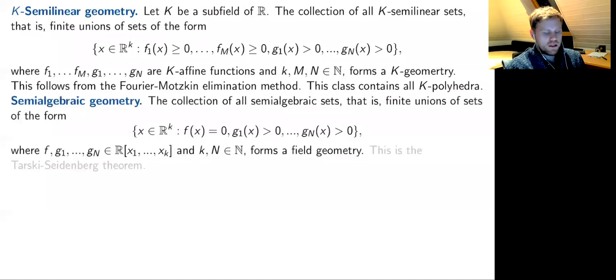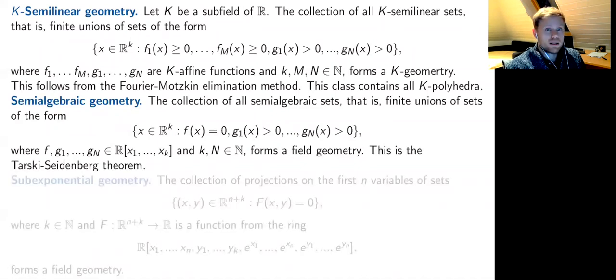And so this is the baby example of a K geometry. The baby example of a field geometry is, of course, semi-algebraic geometry. Here we take the set of what are called semi-algebraic sets, that are finite unions of sets of this form, where f and g_1 to g_n are polynomials. And so this collection of sets forms a field geometry. Again, the main thing you have to show in order to prove that is that this collection is closed under projections. And this is, again, the very famous Tarski-Seidenberg theorem.